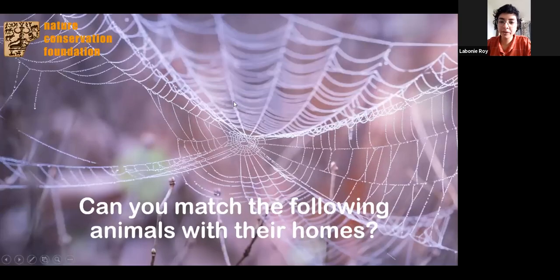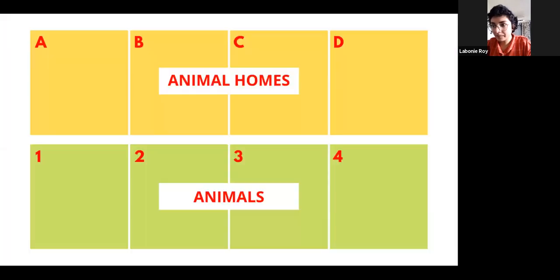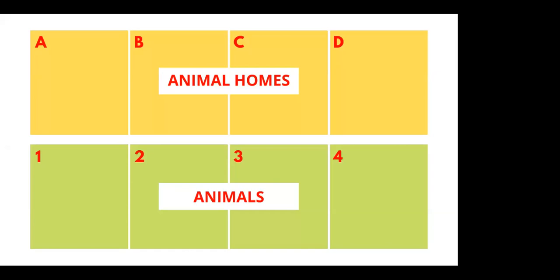Okay, I hope everyone can see my screen. So we're going to be starting the matching game with a setup like this. In the top row, we'll be seeing a different list of animal homes. In the bottom row, we'll be seeing the different list of animals. Now, in the top row, we'll have the naming of the animal homes as A, B, C, D, as you can see, and in the bottom, they'll be jumbled. Now, the aim of the game is for you to match the letters with the corresponding numbers.